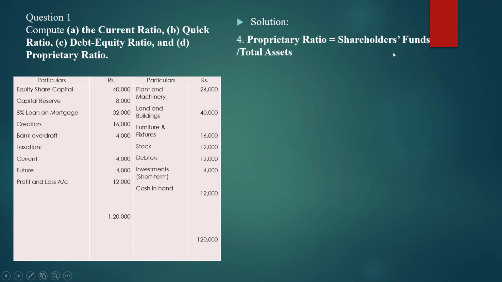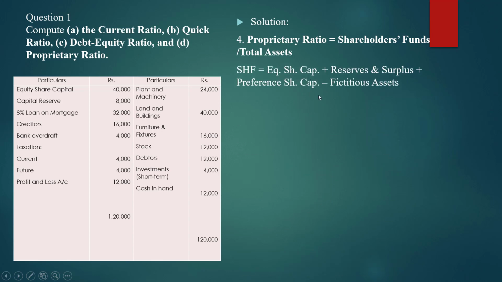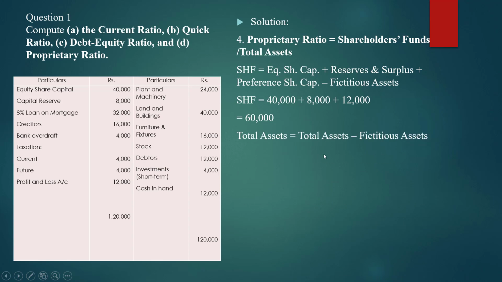Now the proprietary ratio formula is shareholders fund divided by total assets. Shareholders fund we have already calculated while calculating the debt equity ratio, right? So this is 40,000 plus 8,000 plus 12,000. 40,000 is the equity share capital, 8,000 is the reserve, and 12,000 is the surplus in the form of profit and loss account. So we got the value as 60,000 rupees. Now we need to know the total assets. Total assets is total assets minus fictitious assets.